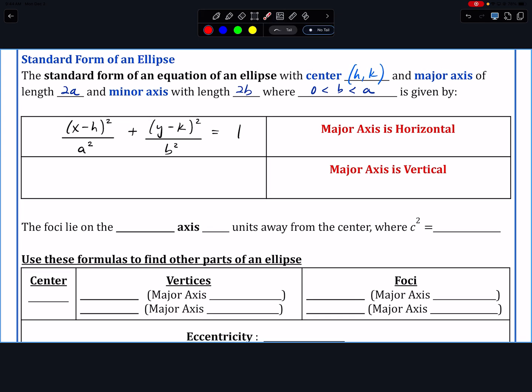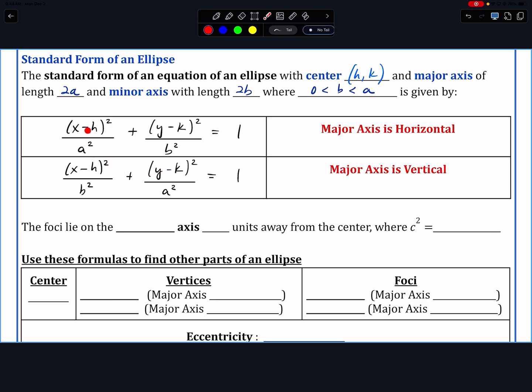Okay, what if the major axis is vertical? So that means this direction is longer. Watch how the equation changes. What's the only thing that happened? B and A switch. Okay? So what you guys have to understand is the equations are pretty much the same, right? The only thing that's different is the A and the B will switch.